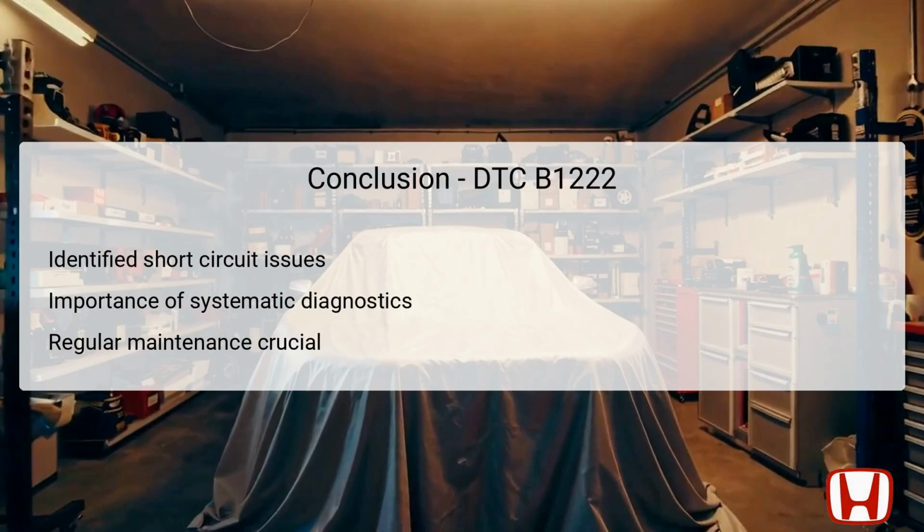In conclusion, diagnosing DTC B1222 is crucial for ensuring optimal performance of the rear mode control system in the Honda Odyssey. Identifying a short circuit or component failures within the rear mode control motor circuit requires a systematic troubleshooting approach. The importance of understanding each component's role and conducting comprehensive checks on wiring and connections cannot be overstated, as these actions directly influence repair outcomes.